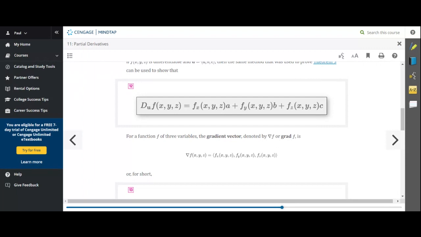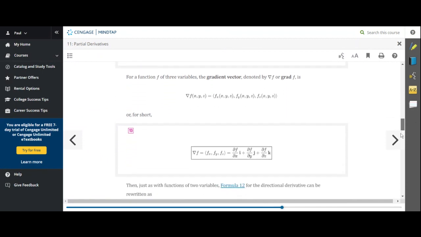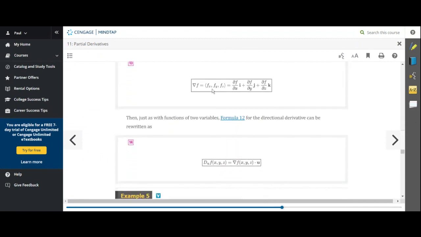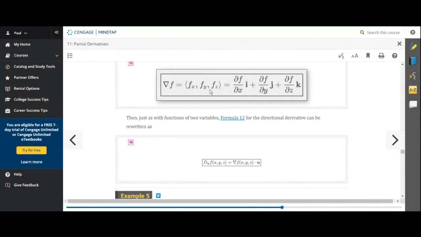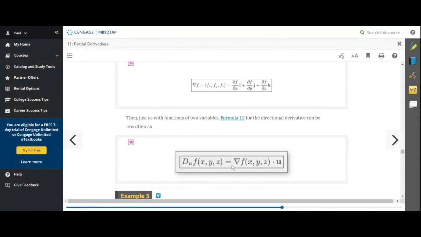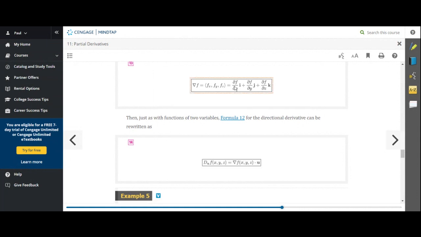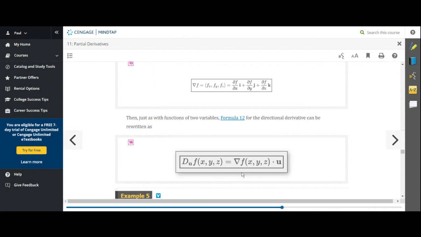And you have similar definitions for the gradient when you have a function of 3 variables. Okay, there's the gradient, and then you have a directional derivative definition as well. Okay, let me just see here. Yeah, so I just want to make you aware of that.